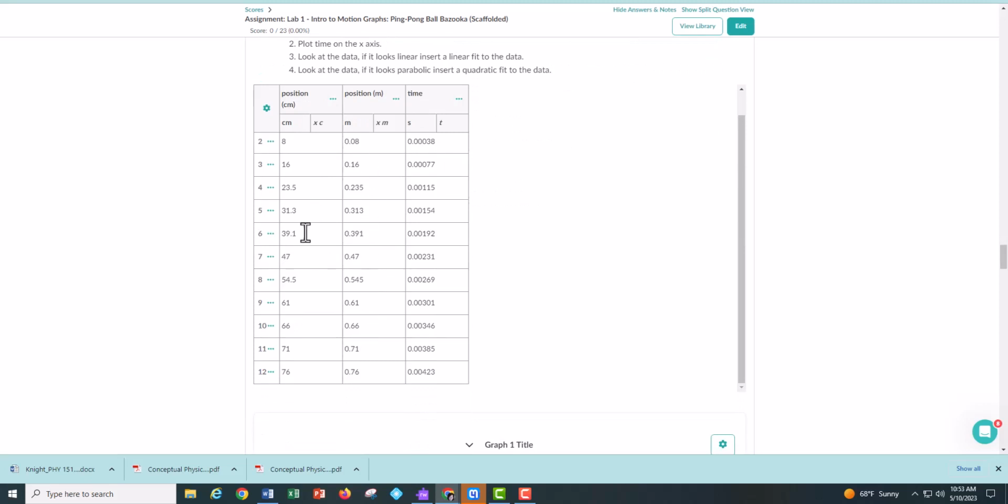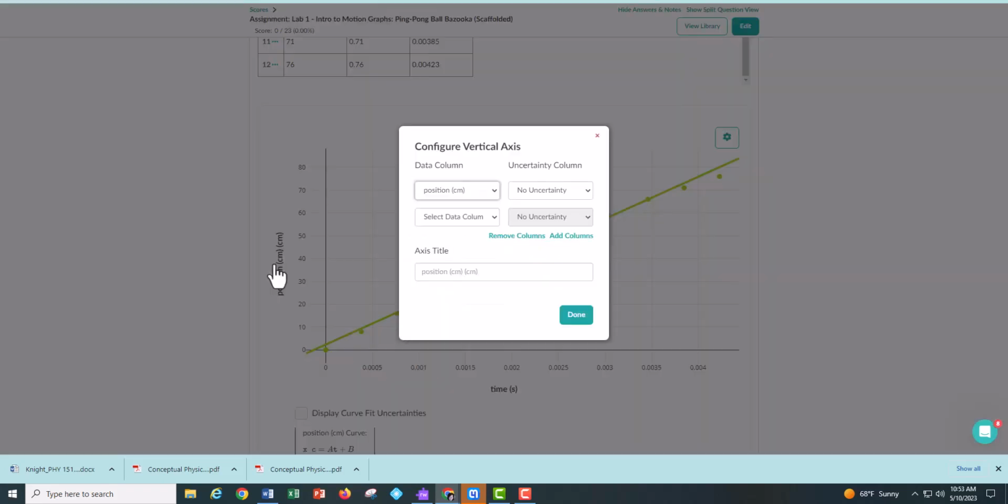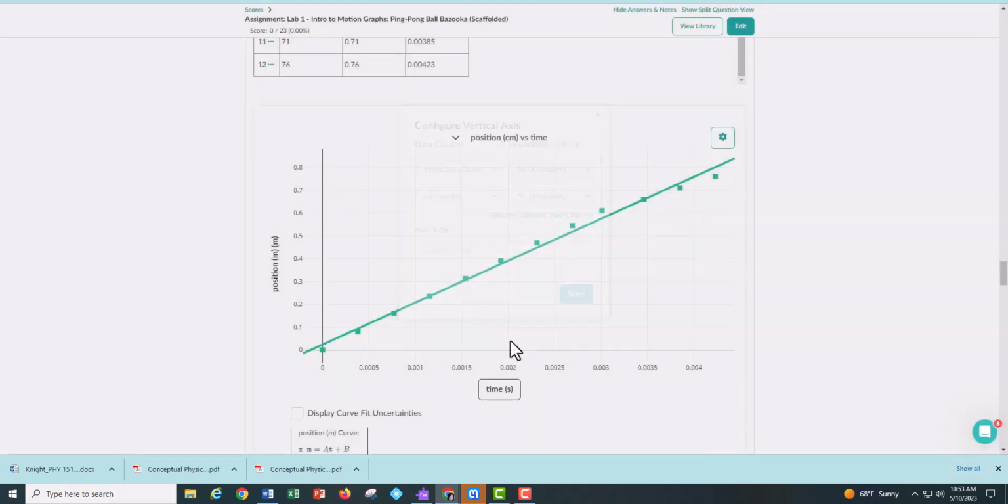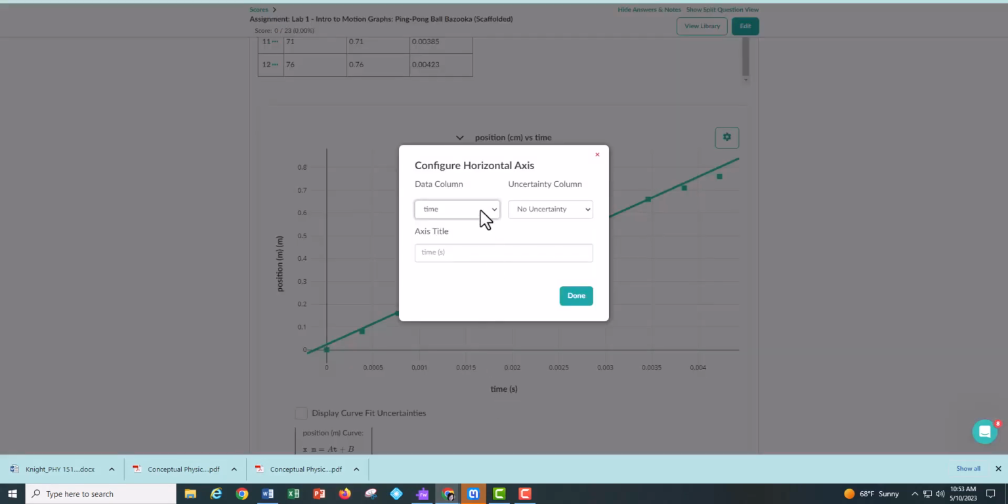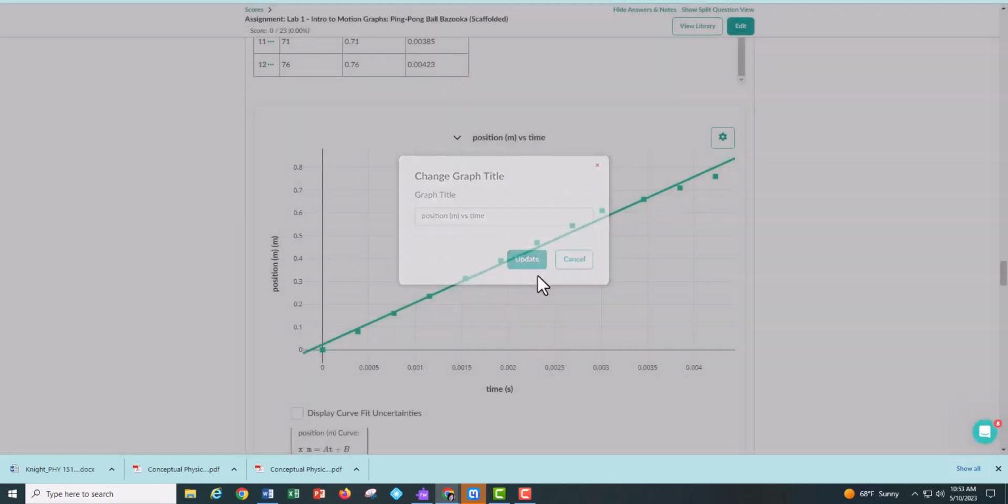I don't want to drop any of the numbers that I have. I don't want to lose any of my precision. And then I'm going to plot position versus time. And to do that, on my graph, on the Y, I am going to choose position in meters, and on the X, I'm going to choose time. And then my graph name will be whatever's on the Y-axis versus whatever's on the X-axis, position versus time.